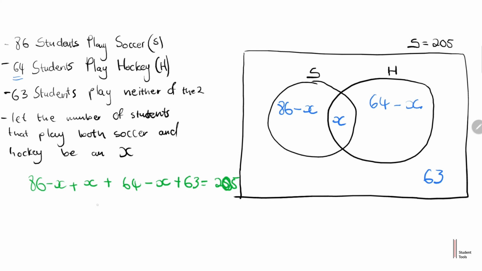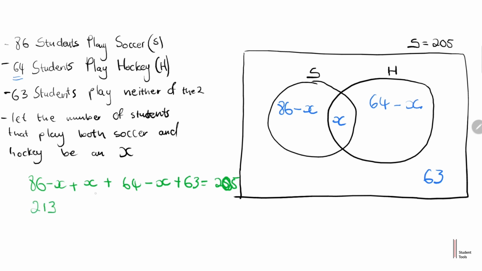Okay, so we are supposed to determine the value of x. So 86 plus 64 plus 63. So what is that? All right, let me check that with my calculator. 86 plus 64 plus 63. So that is 213. So we have a 213 over here.